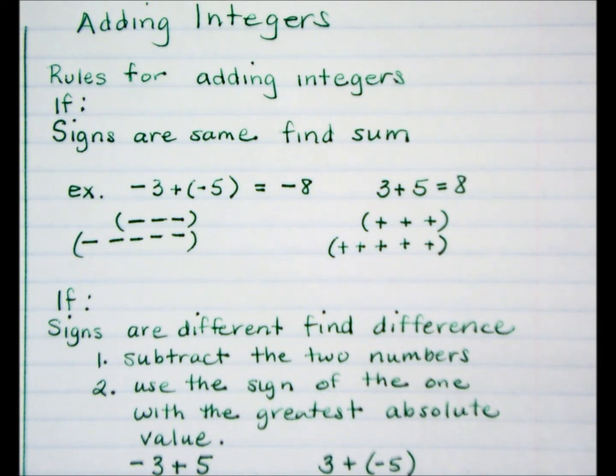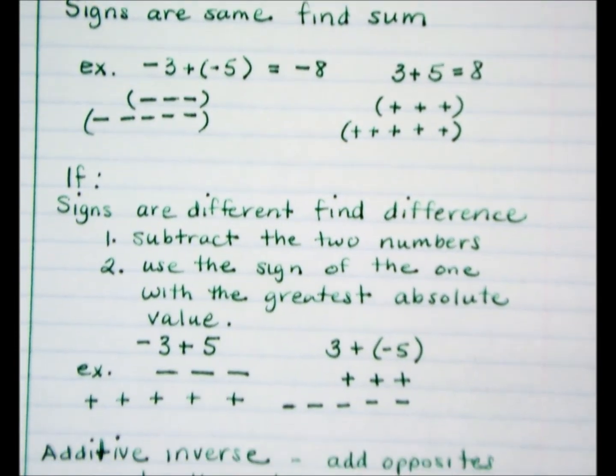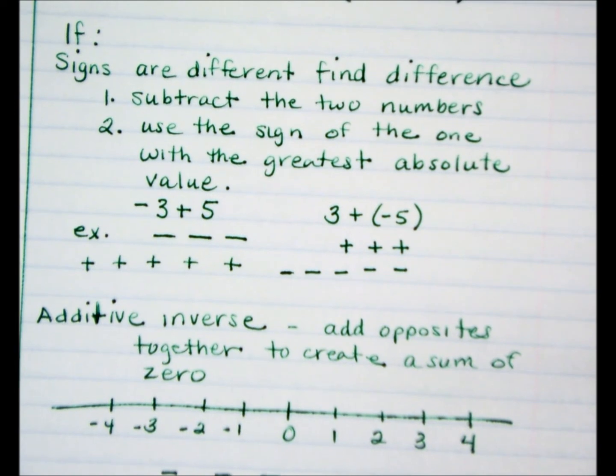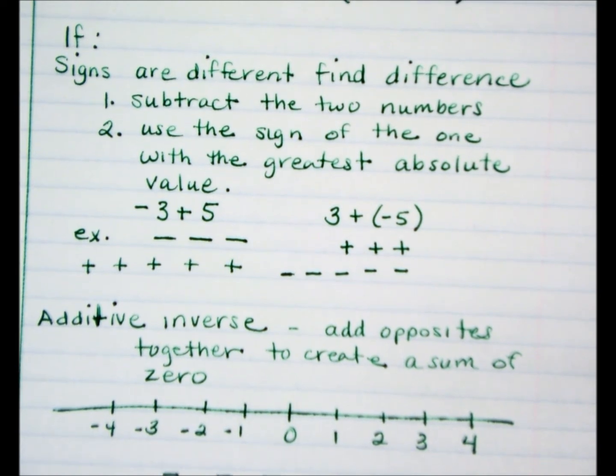Now, sometimes with integers, the signs are different. And the rule changes a little bit. If the signs are different, you find the difference. And who can remember what the difference is? It's the answer in subtraction. That's right. So when the signs are different, you're going to find the difference.